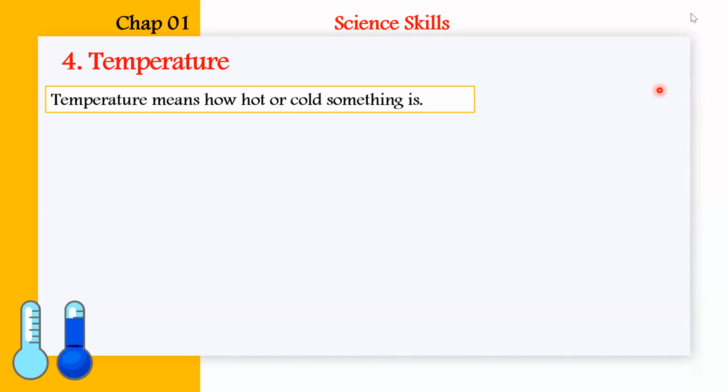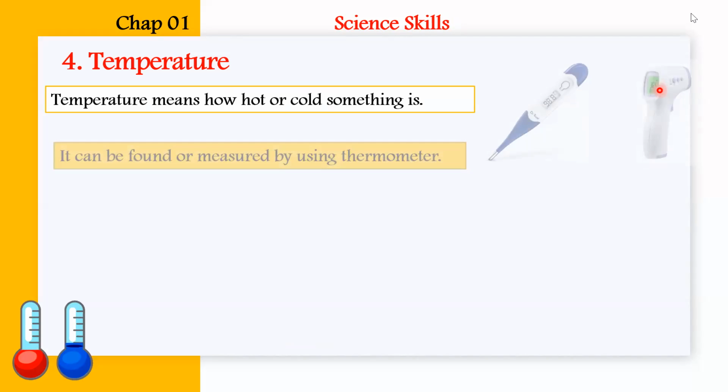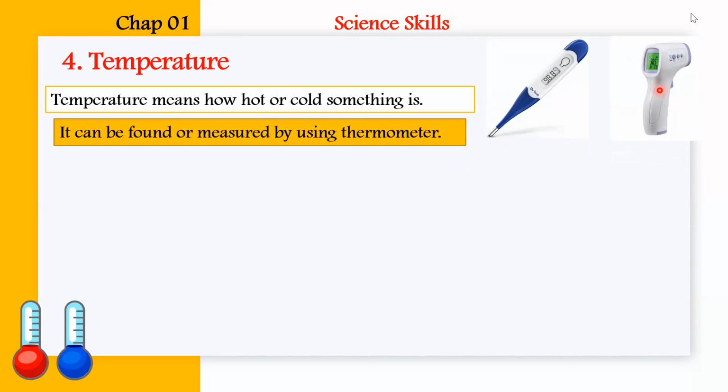Yes, come on. Who will tell me? Sir, by using a thermometer. Well, how do we define temperature? Sir, temperature means how hot or cold something is. Very good. Very nice. Temperature is defined as how hot or cold something is. That is what's called the temperature. And how can we find the temperature? By using a thermometer. Yes, a thermometer will tell us about the temperature of an object.